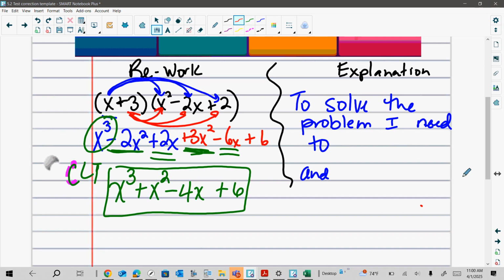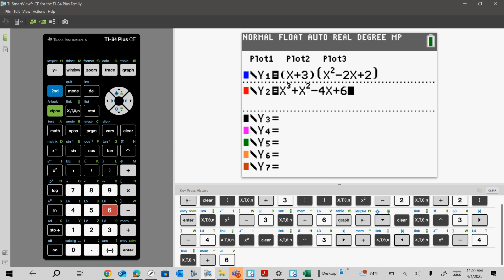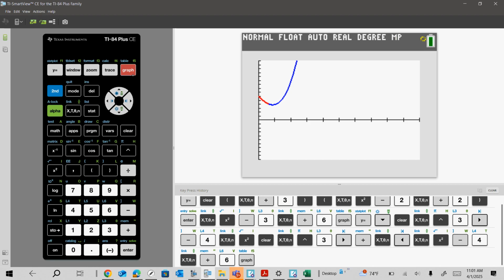The answer we got is going to go in our y2. Yeah, so x squared, x cubed. Hold on just a second. So once you have both the original problem and the answer choice in, you hit graph. And if it's the exact same graph, then you did it right.